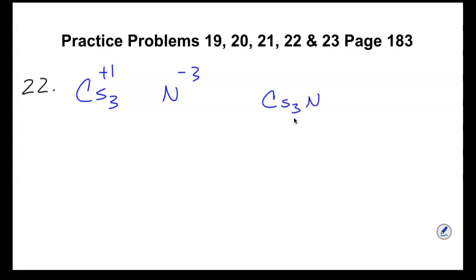Let's get to problem number 22. It's cesium and nitride. Pause the video if you need to. It gets a +1 and a -3. Here I need 3 of cesium, the -3 of nitrogen, and then I need 3 of the +1s to get to +3. So my formula is Cs3N. And then my name is going to be cesium nitride. And remember, we changed the name of the negative ion. It's not nitrogen. We're going to change it to nitride.